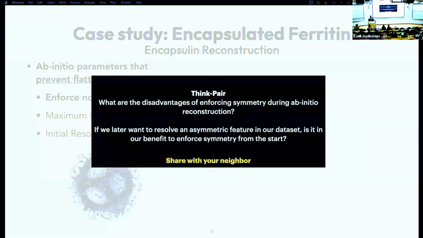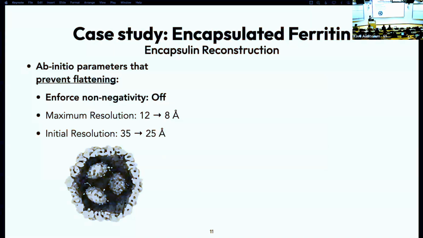All right, let's bring it back in. We're really getting you to think a lot about symmetry today. Enforcing symmetry is undesirable, as we talked about this morning, because in this case we would like to preserve the internal asymmetric structure within the encapsulin as best as possible. Specifically, this internal arrangement of the encapsulated ferritin definitely does not follow icosahedral symmetry. So if we were to enforce icosahedral symmetry, it would disappear.